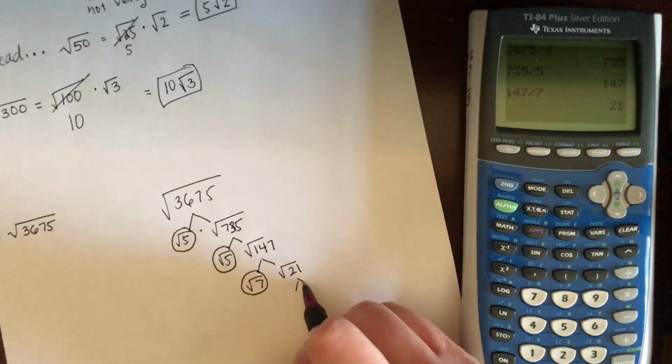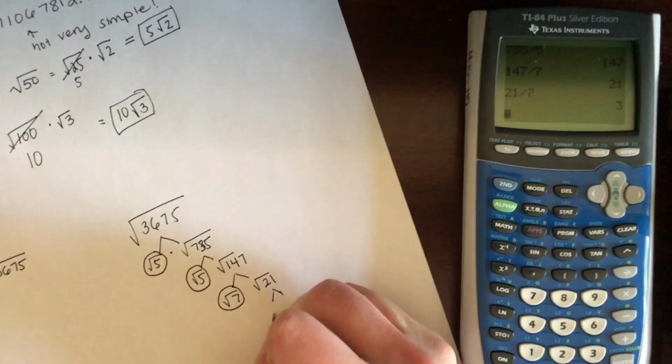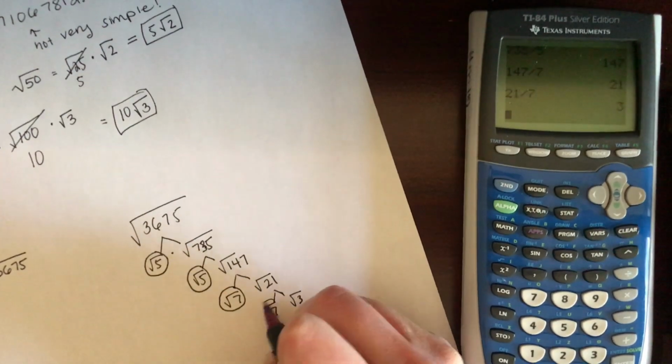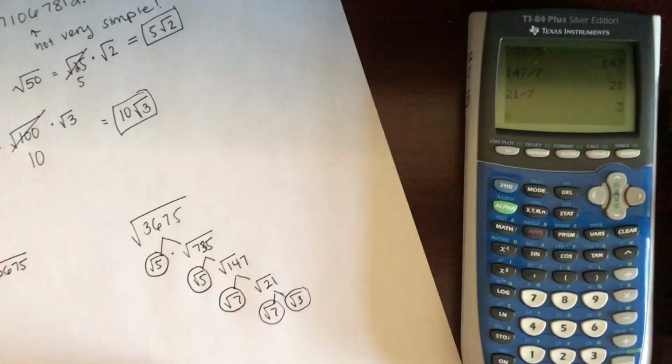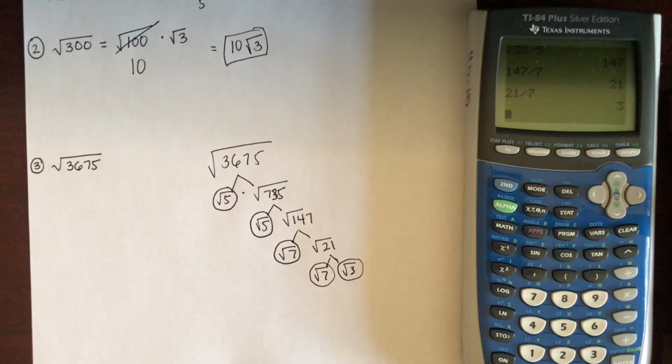At the 21, I can keep going. 21 divided by 7 is 3, so 21 can be broken down into 7 and 3, both of which are prime, so I'm able to stop this. This is referred to as a factor tree. I'm able to stop this prime factorization tree, and I've circled all of my prime factors.